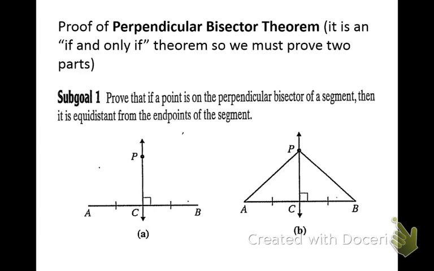Proof of the perpendicular bisector theorem. It is an if and only if theorem, so we must prove two parts. We've got to prove that if a point is on the perpendicular bisector of a segment, then it is equidistant from the endpoints, and so on. Okay, now, before we go on, let's go back to the theorem.